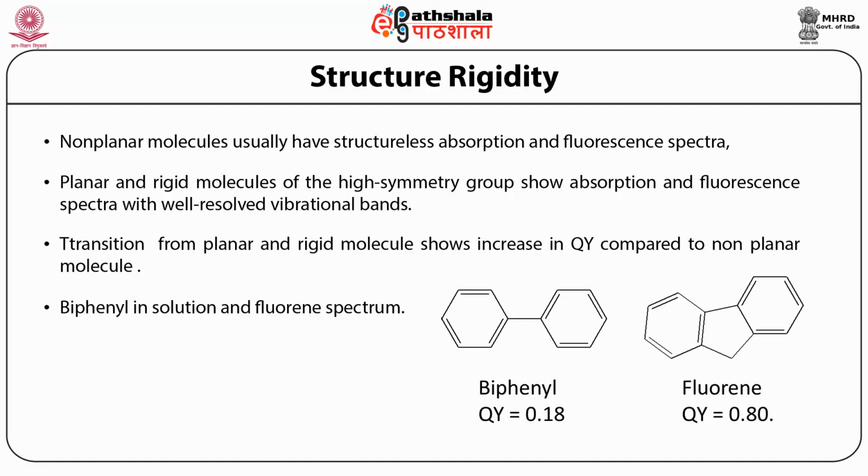The structure of biphenyl is made rigid by the simple introduction of a methylene group. The two phenyl rings in biphenyl are perpendicular to each other, whereas in fluorene they are all in the same plane. In biphenyl there is no thorough mixing of the pi clouds of the two phenyl rings, whereas there is good mixing of pi clouds in fluorene, thereby increasing the chances of fluorescence.